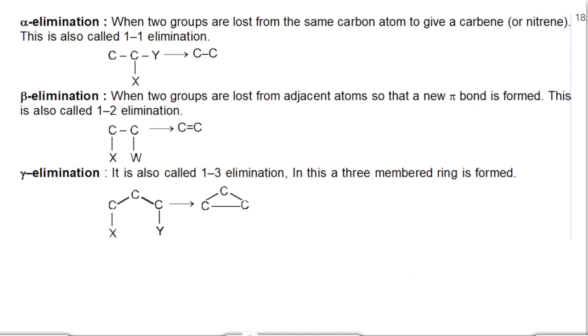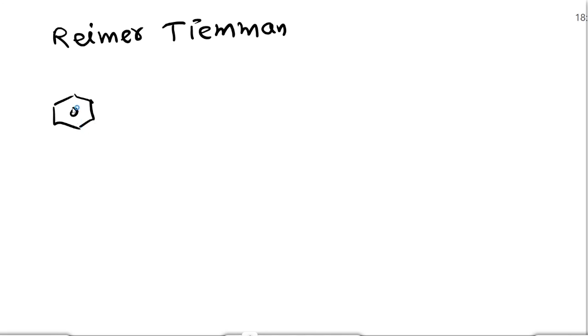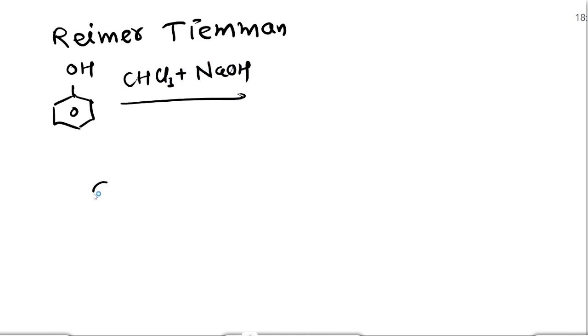Reimer-Tiemann reaction. Yes, sir. In the Reimer-Tiemann reaction, we use this for the formation of dichlorocarbene. This is phenol in the presence of chloroform and NaOH. So first of all, what happened? We have H and Cl in the presence of OH negative ion. First, there is a removal of H plus.